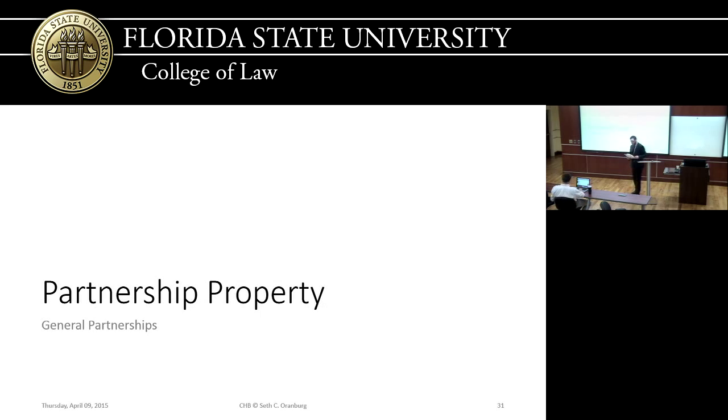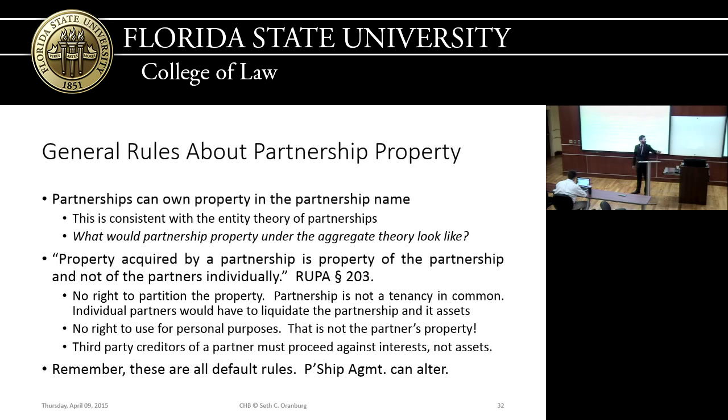So partnerships, being entities, can own property. They can own property in the partnership name. And this is consistent with our entity theory. I invite you to think about what partnership ownership would look like in an aggregate theory. If the partnership is just an aggregate, not its own separate thing, who owns partnership property? But that's not the world that we're living in. We're living in the entity theory world. We're living in the Luke Skywalker world of partnerships, right?